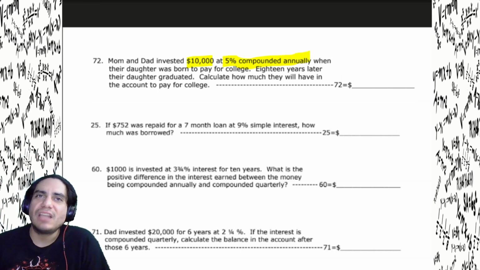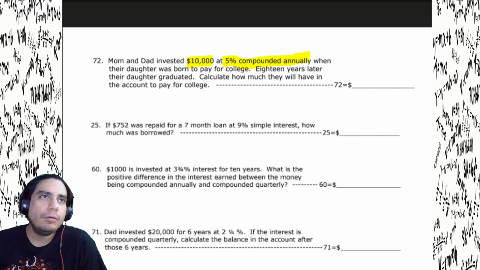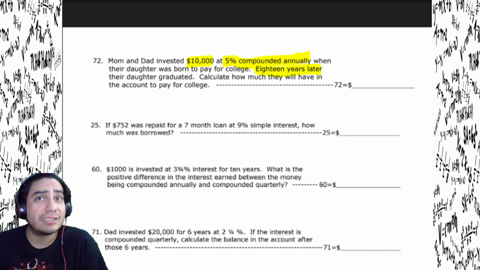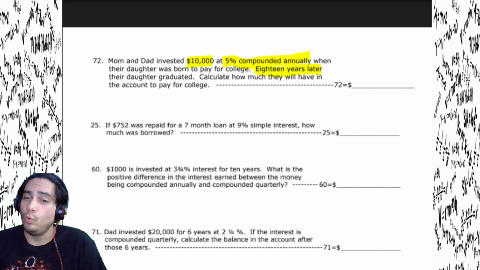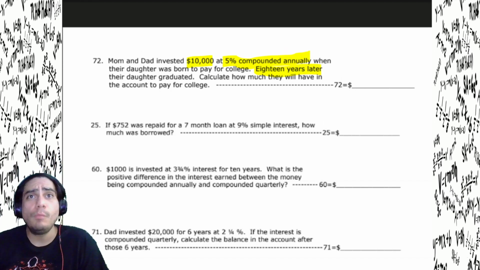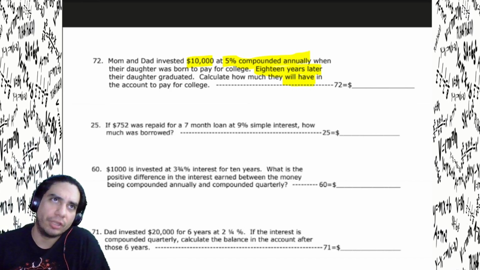Well, we got $10,000 that they're putting in a compounded annually account at 5% for a little daughter going to college. That's cool. 18 years later. Ooh, that's a long time, 18 years. Calculate how much they will have in the account. We're not looking for the interest. We're looking for the real stuff.